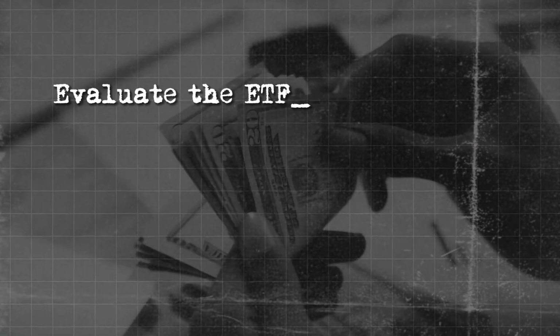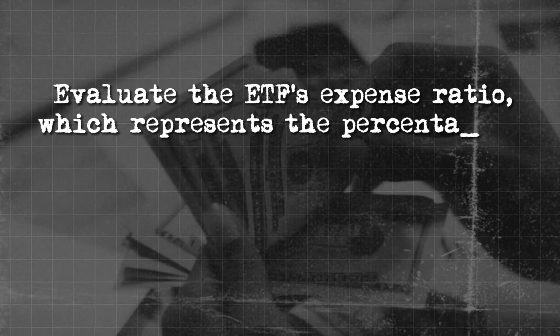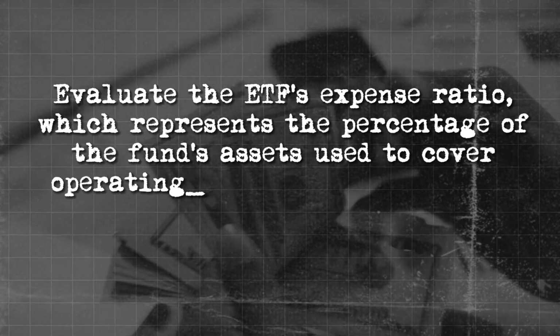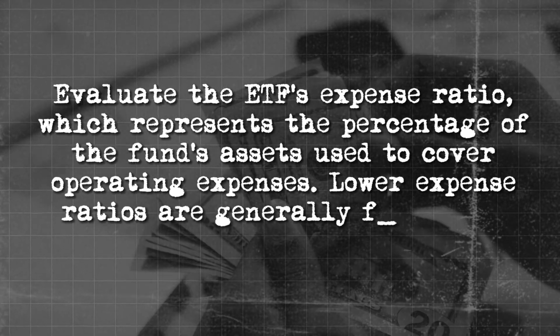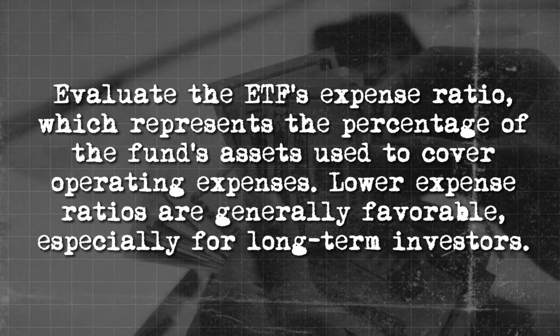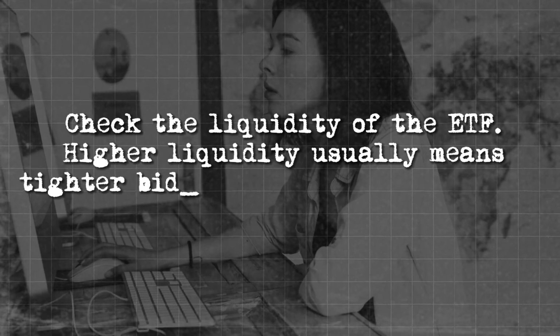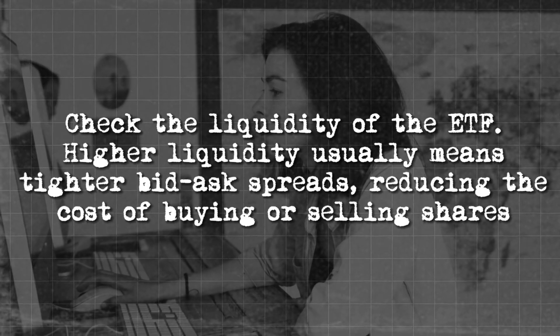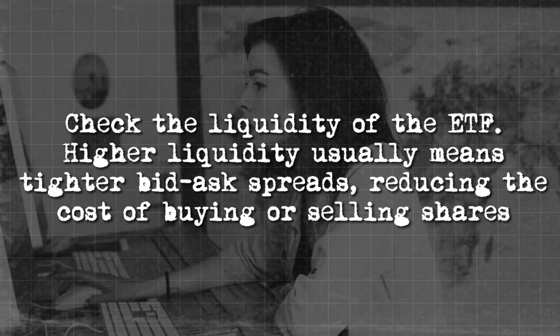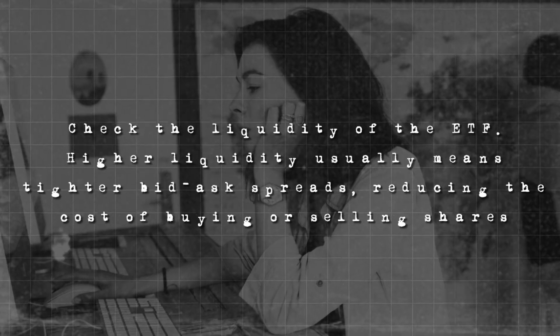Number 5 is expense ratio. Evaluate the ETF's expense ratio, which represents the percentage of the fund's assets used to cover operating expenses. Lower expense ratios are generally favorable, especially for long-term investors. Number 6 is liquidity. Check the liquidity of the ETF. Higher liquidity usually means tighter bid-ask spreads, reducing the cost of buying or selling shares. More liquid ETFs are often associated with popular market indices.